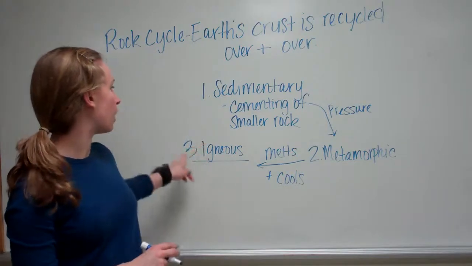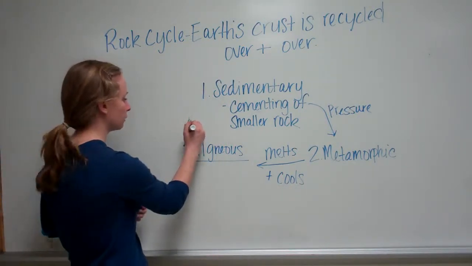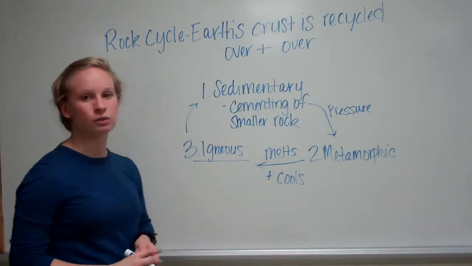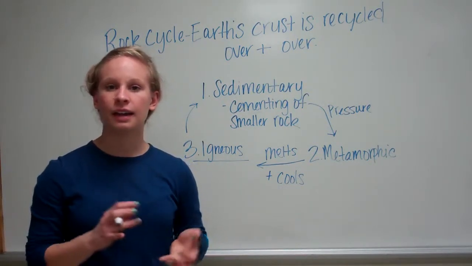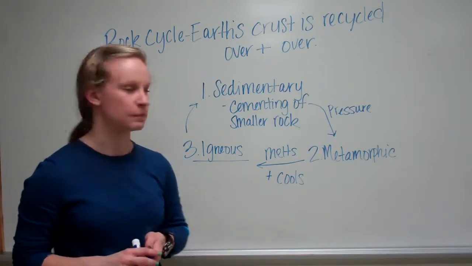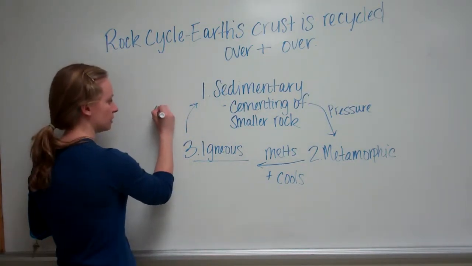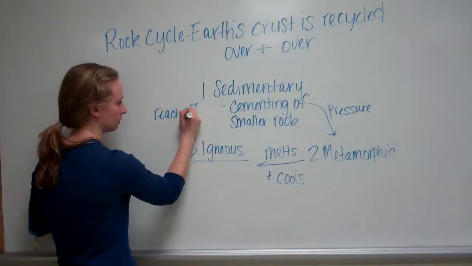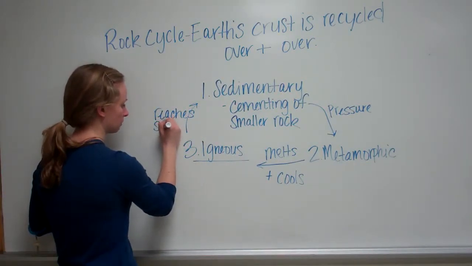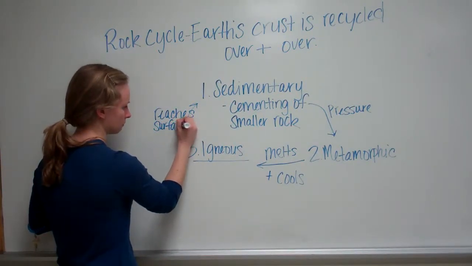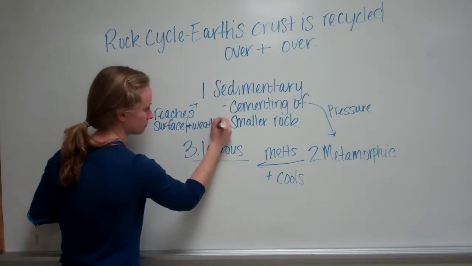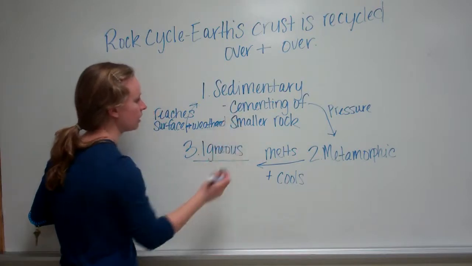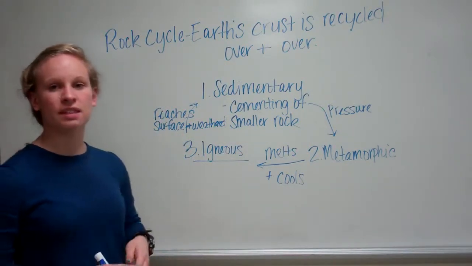So we've traveled from sedimentary to metamorphic to igneous. Finally, to get back to our sedimentary rock, our igneous rock can reach the surface, at which point it'll start to be weathered and broken down, and then it can get put back together to form a sedimentary rock. So, it reaches the surface and then is weathered.